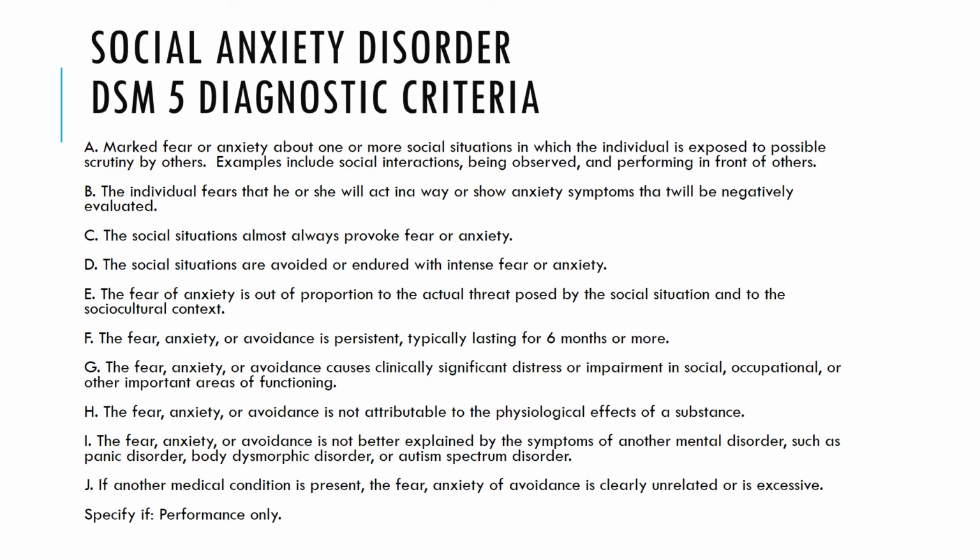So social anxiety disorder, the DSM-5 diagnostic criteria: marked fear or anxiety about one or more social situations in which the individual is exposed to possible scrutiny by others. Examples include social interactions, being observed, and performing in front of others. This is really important because, for public speaking, not only is the person afraid to stand up there and speak because they're in public, it's because they fear being evaluated negatively by others.